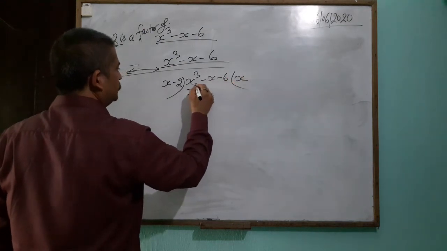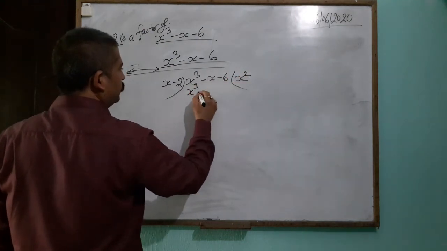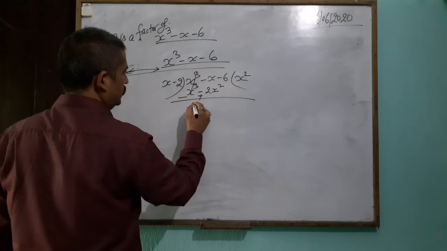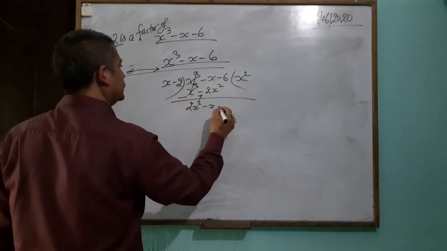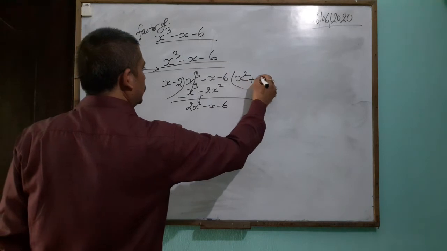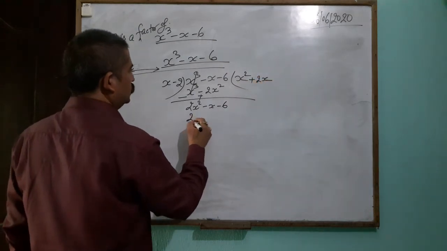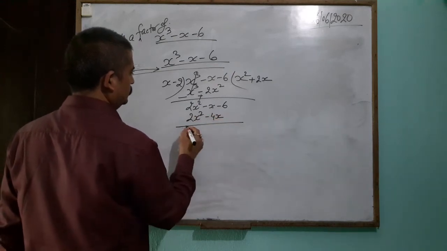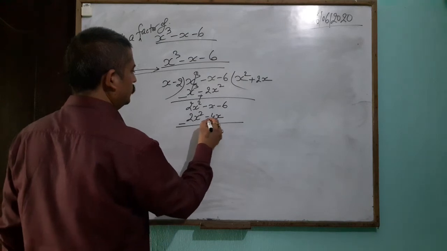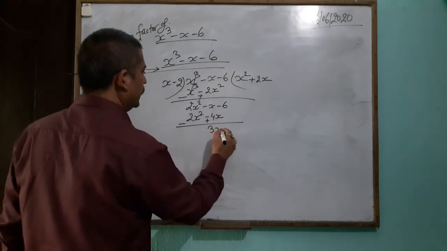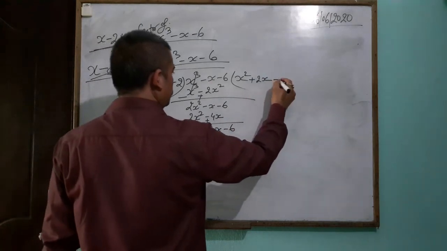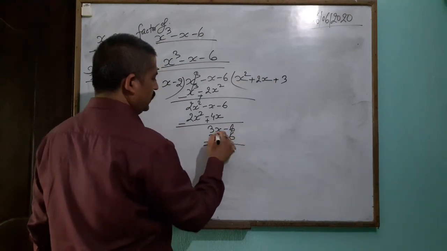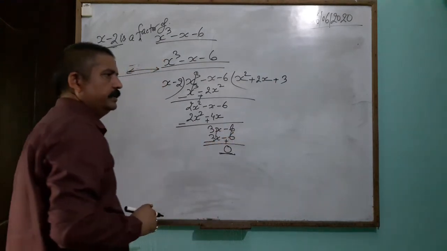You divide very fast. You already practiced. Minus plus. So 2x square minus x minus 6. So multiply by 2x. So 2x square minus 4x, minus plus. So 3x minus 6. Again we multiply by 3. So 3x minus 6. So what we get? The remainder will be 0.